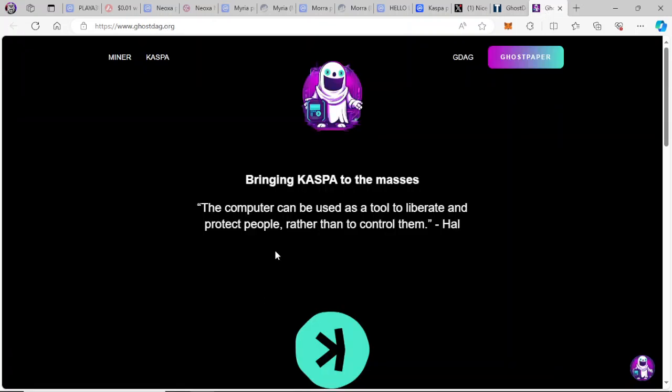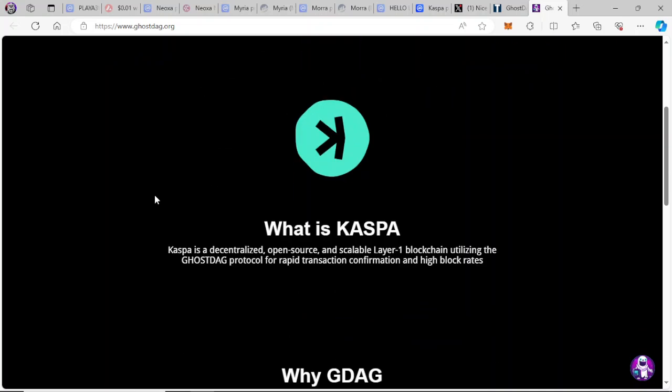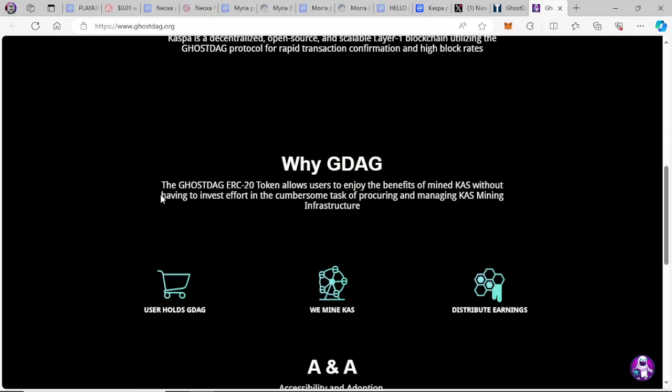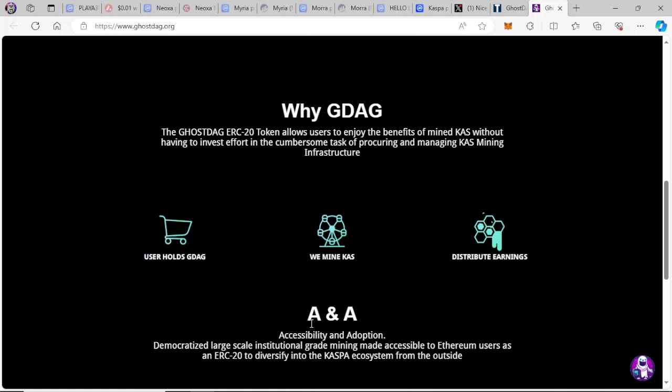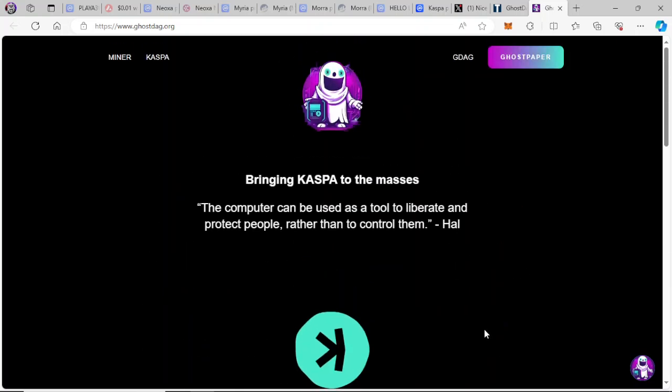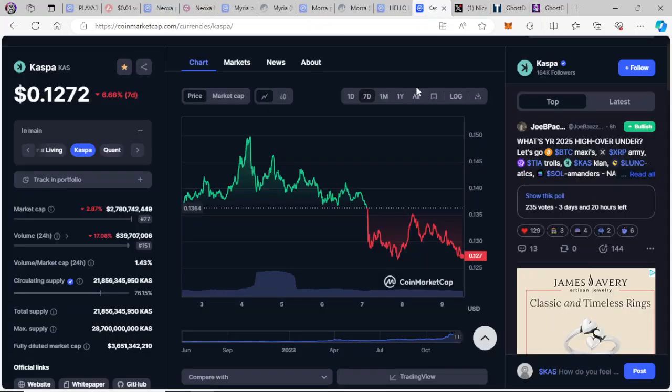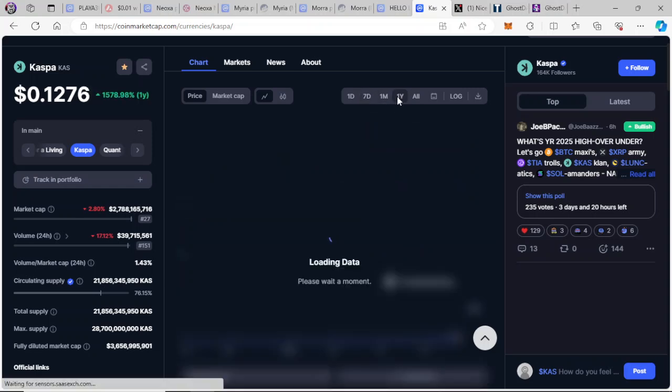But this is Ghostag's website, okay? Ghostag.org, check it out. This is so easy, guys. Seriously, this is the breakdown. Users hold GDAG, they mine the Kaspa, and they distribute you your earnings, your rewards. It's very hands-off, and this relates a lot to the Telegram trading bot, right? It's hands-off. That's what people want. Retail, normie investors want to make profits without having to do anything. That's just the way it is.